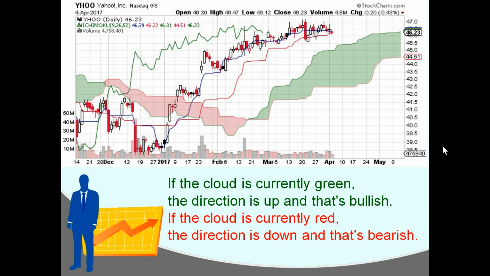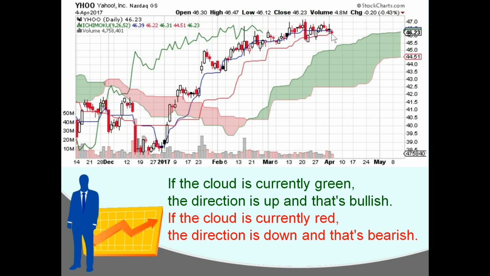Also, if the cloud is currently green, like for example this is today's candlestick, and today the cloud is green, then the direction again is up, and that's considered bullish. And if the cloud is currently red, like on this day for example, the cloud is colored red, then the direction is down, and that's considered bearish.